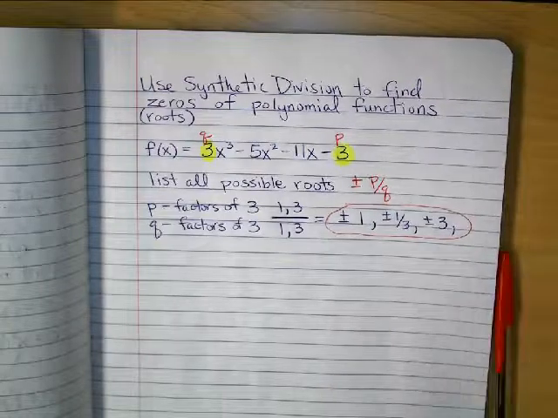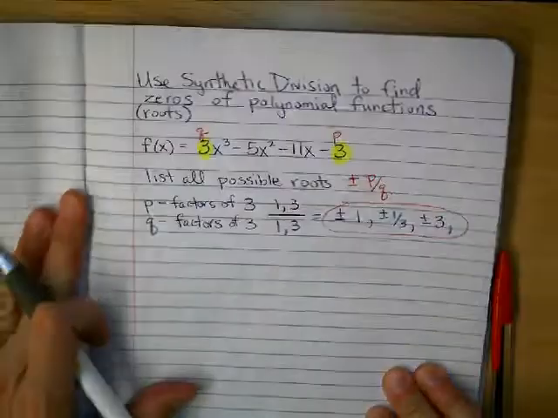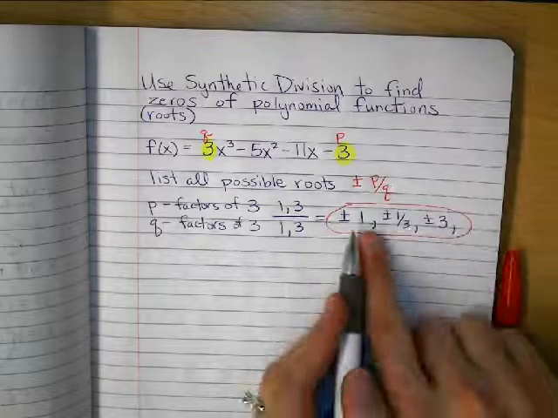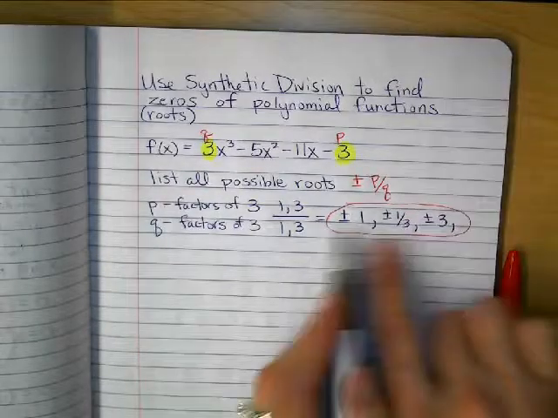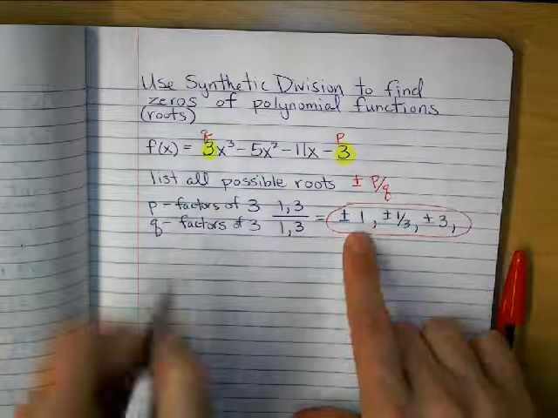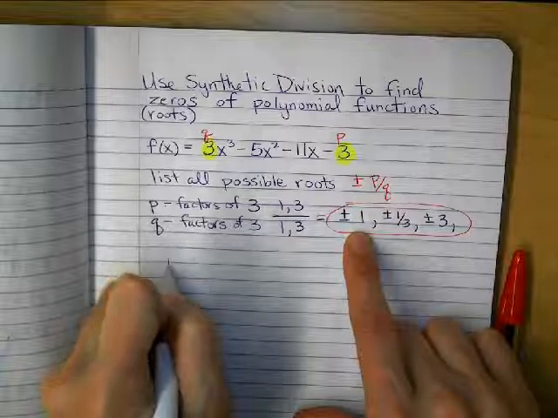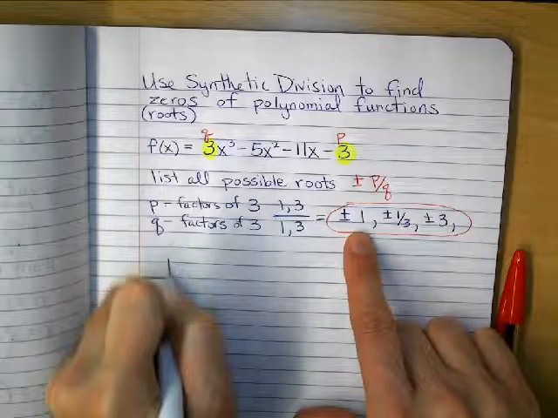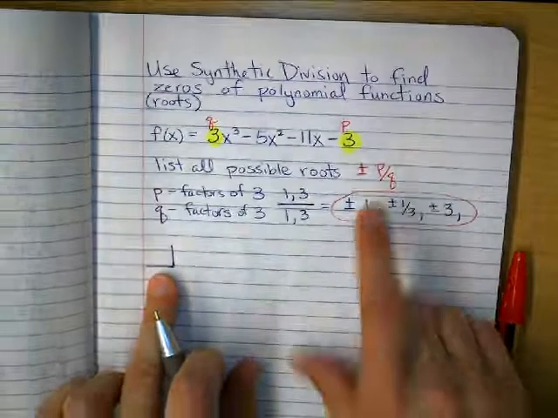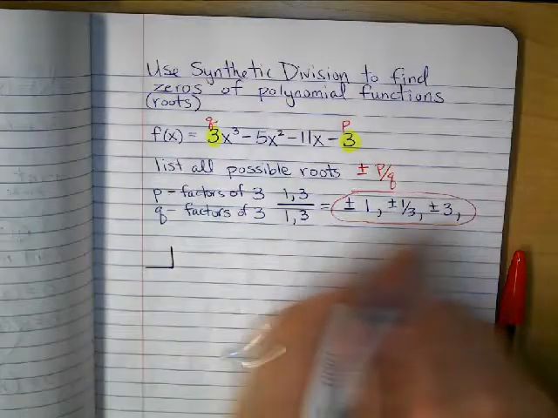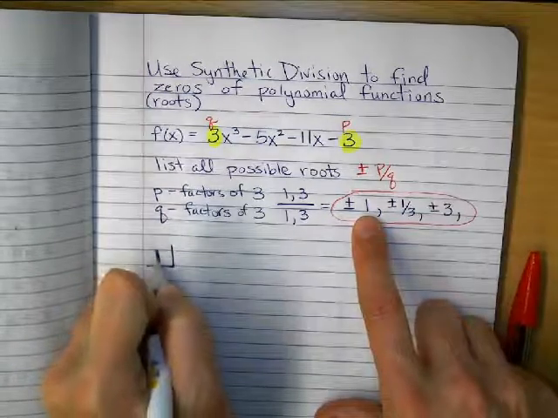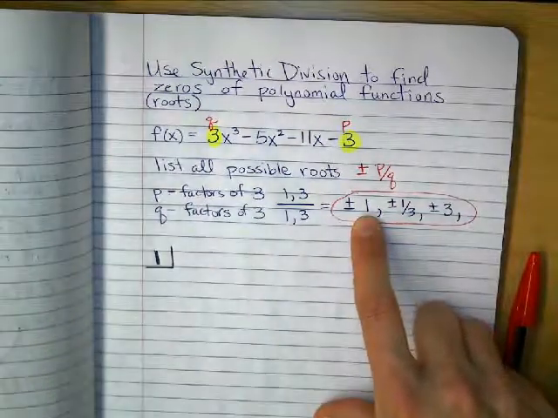So how do you know which ones are the correct answers? Well, you do a thing called synthetic division. You're going to choose one of these numbers to try. Let's just start with 1, since that's an easy number. I make a little box, is usually how I do it. We're going to try one of these numbers, like the number 1. That's one of our options.